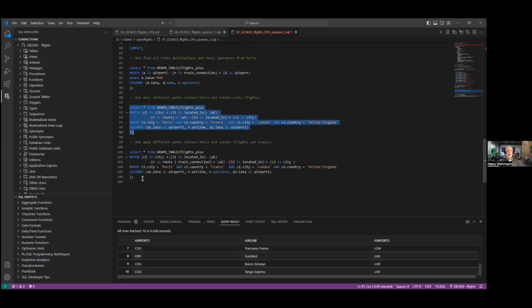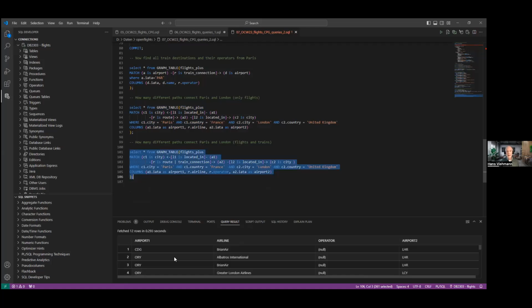And now I can, just by adding one small thing, by saying, okay, I'm not only looking at the routes, the airline connections, I'm also looking at the train connections. Now give me all the connections which are either airline or train connections. And that gives me a few more results. That gives me 12 results.